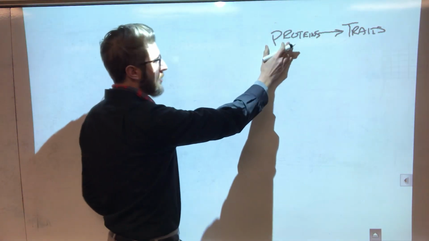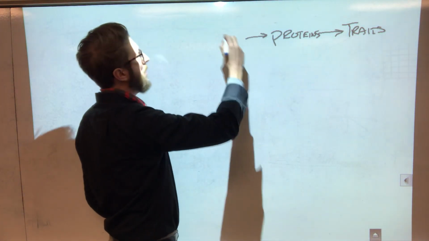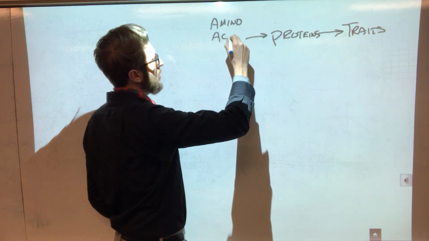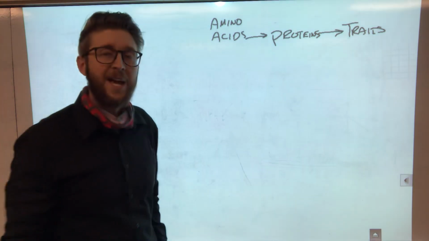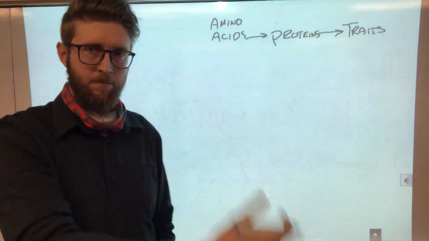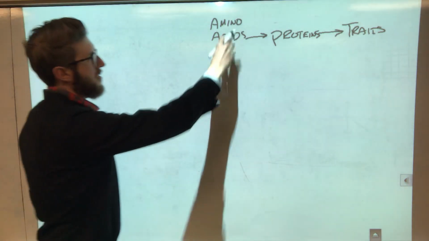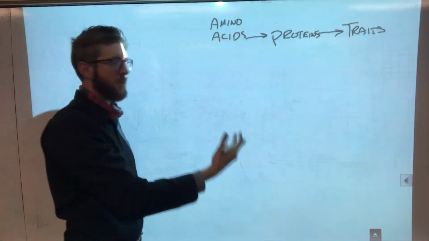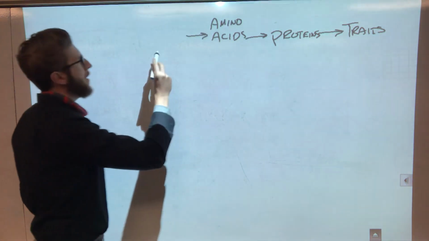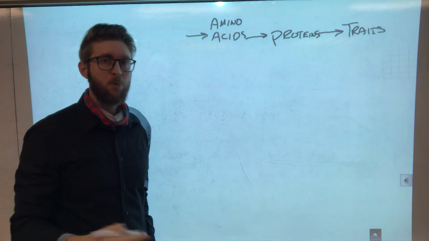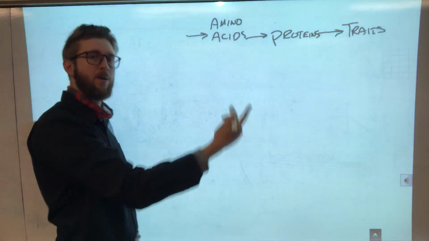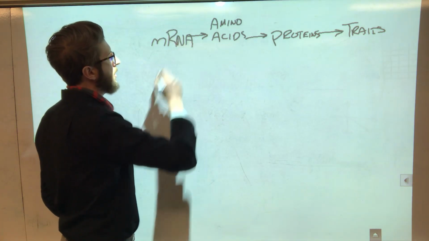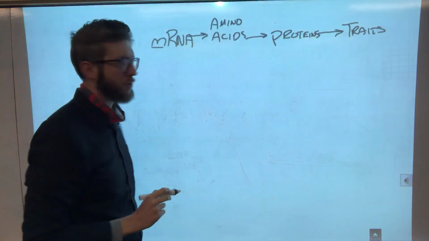The proteins that your body has are determined by which amino acids your body makes and in what order they put them in. The way that your body knows which amino acids to make and in what order to put them in is determined by instructions that are in what we call messenger RNA, mRNA for short.